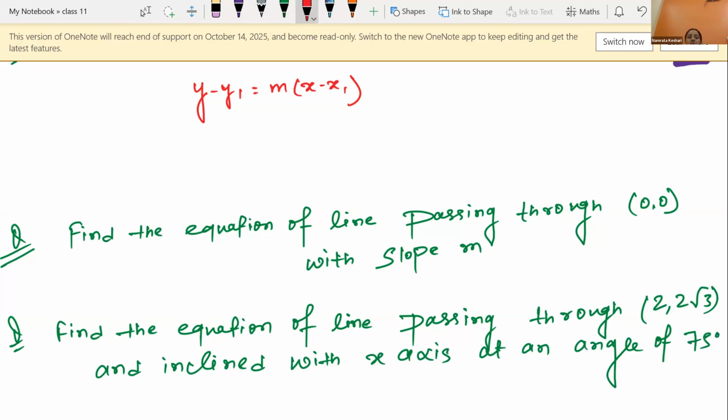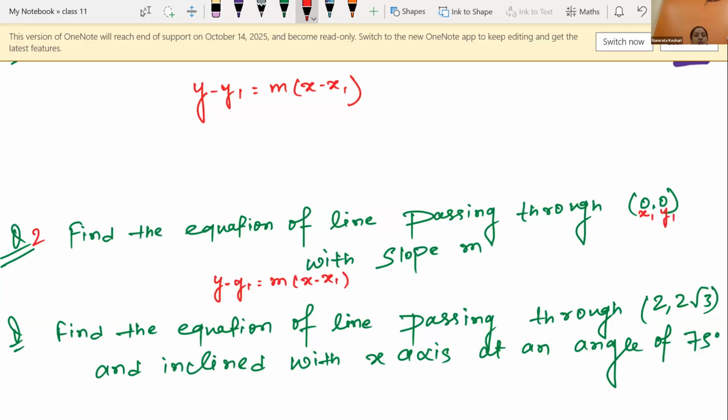Okay, question number 2. Find the equation of a line passing through this point with this slope. What do you have to use? Point slope form, that is y minus y1 is equal to m into x minus x1. If you ask that m is not given over here, no worries. You need to leave m as it is. That's how the answer is expected from us. We need to understand here x1, y1 is 0, 0. Clear?